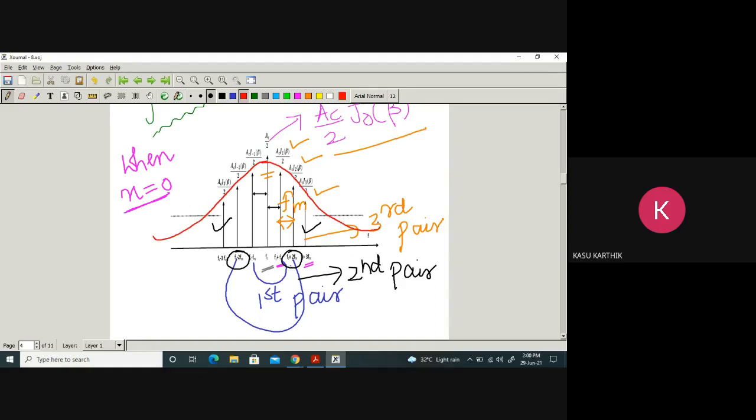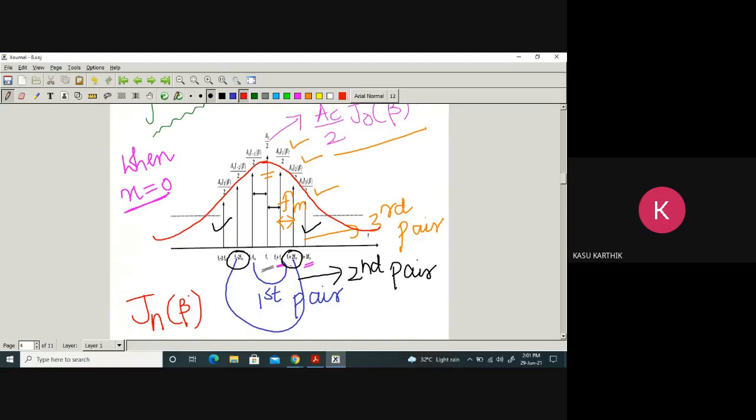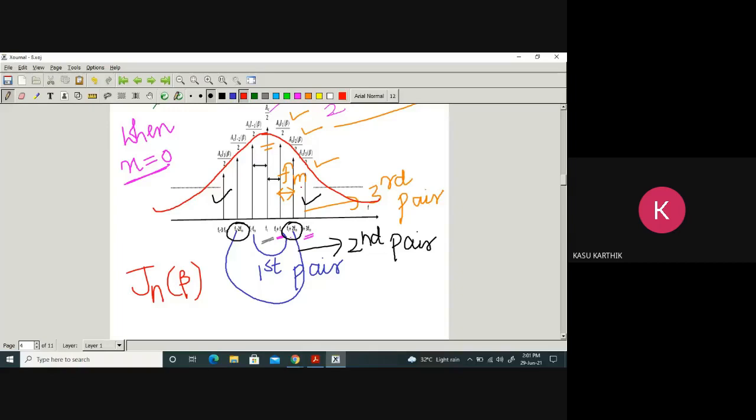Each and every sideband does not have the same amplitude. So it depends upon what value? The amplitude of the sidebands depends upon J_n(β), isn't it? Obviously. So what is the amplitude of the first sideband? A_c J1(β)/2. Second sideband, A_c J2(β)/2. Third sideband, A_c J3(β)/2, and so on. Obviously, each and every sideband depends upon the value of J_n(β).